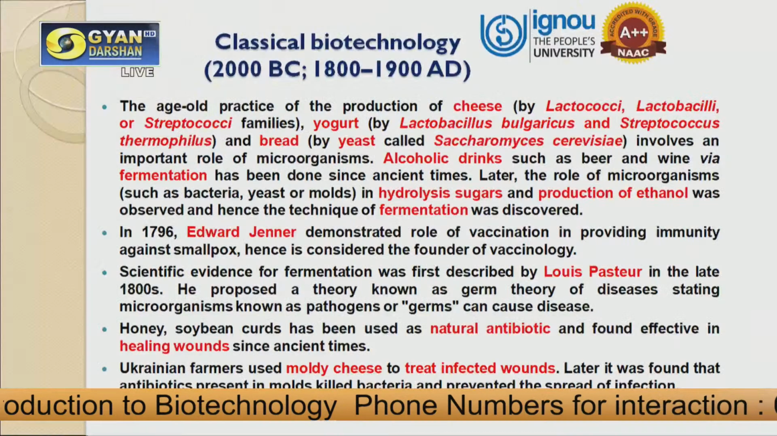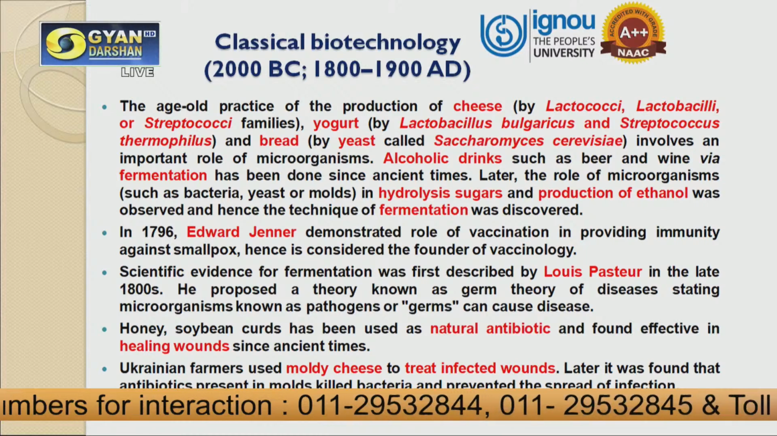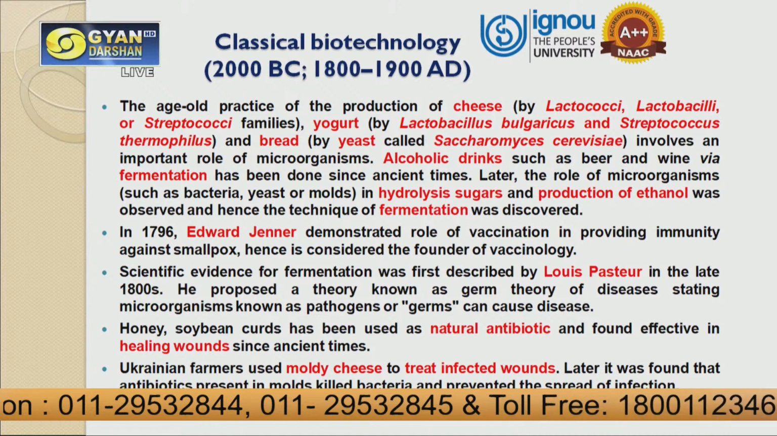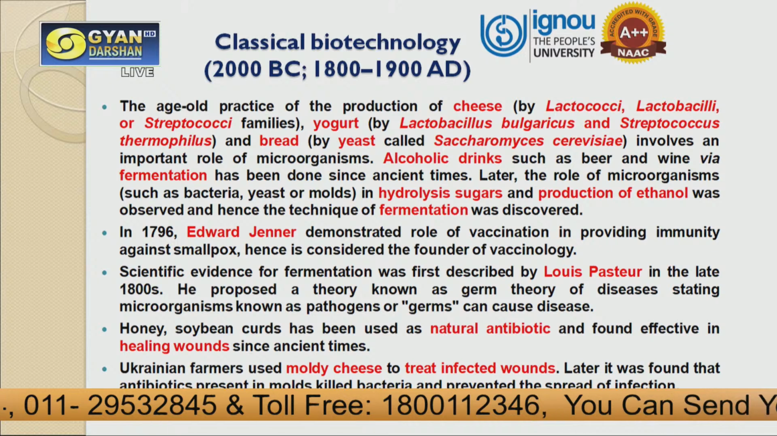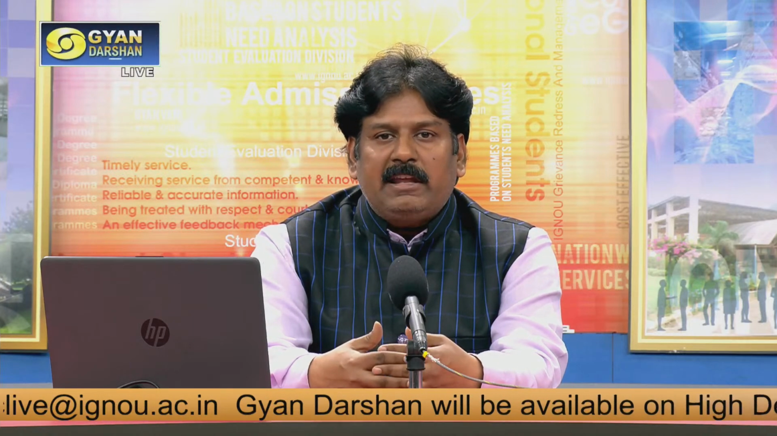Even Ukrainian farmers used moldy cheese to treat infected wounds. You have to see that development of biotechnology actually requires very keen observation. How they came to know or how the antibiotics were actually developed: it was observed that during a random bacterial infection around the mold, there was a zone of inhibition. It means the bacteria were not able to invade the mold at a certain diameter around the mold.